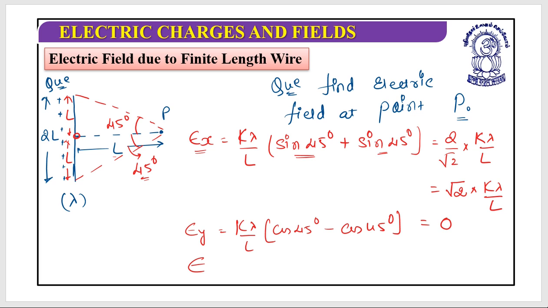So this is E net. E net would be equal to root 2 times k by L into lambda. If I need to replace the lambda, I can replace it with q by 2L, and this will be the answer: root 2 k q divided by 2L square. You can further simplify this, root 2, this is 2, and you can cut it down.